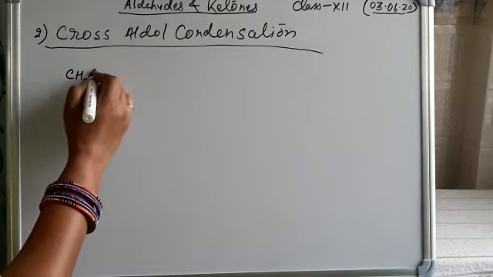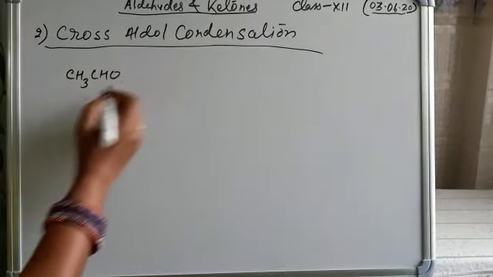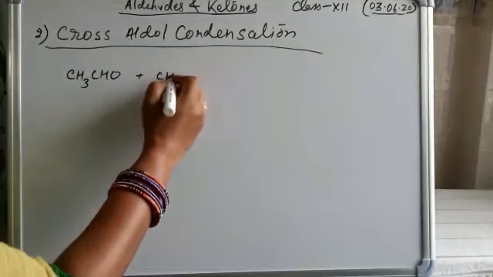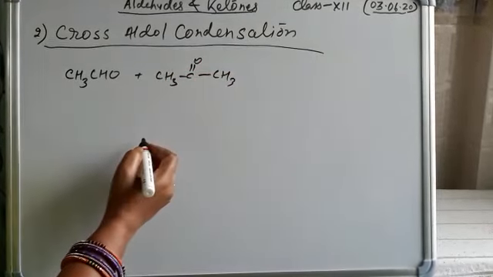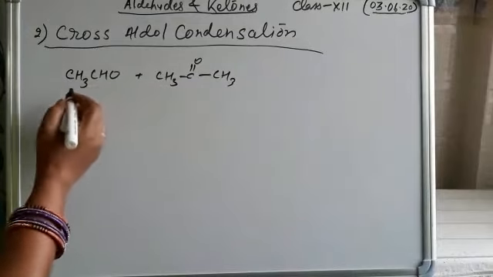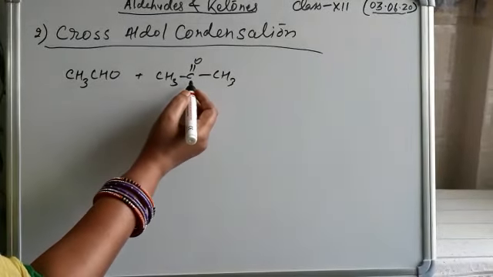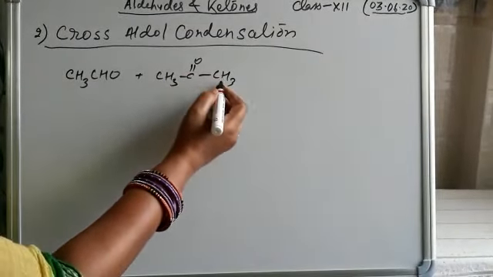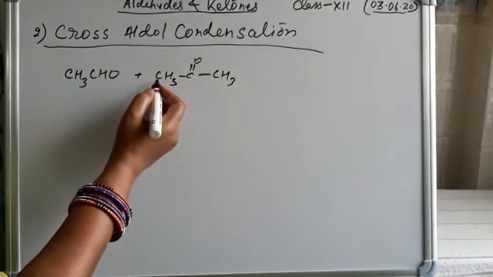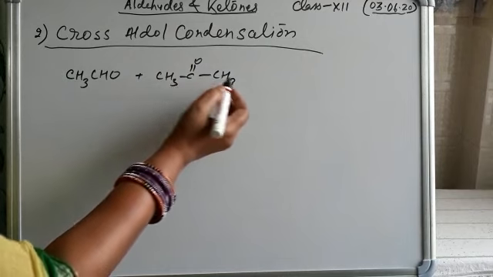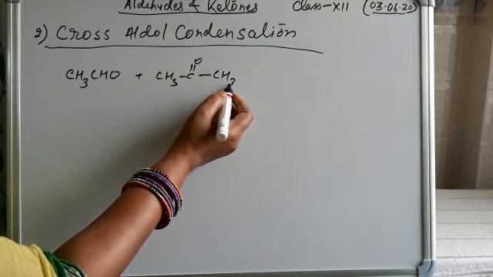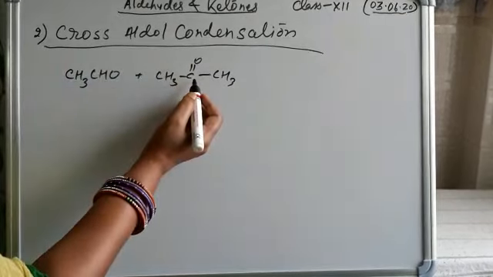CH3 CHO, ethanal, and we have CH3 CO CH3. So here is alpha hydrogen and here is also alpha hydrogen. This is the functional group. This is the alpha carbon and this is also known as alpha carbon. So here there are 3 alpha hydrogens. Here there are also 3 alpha hydrogens. Both of them have alpha hydrogen.